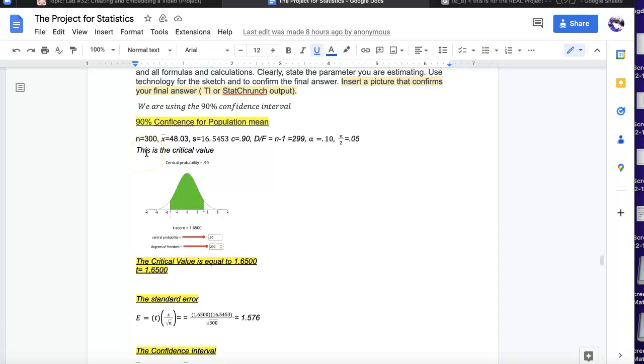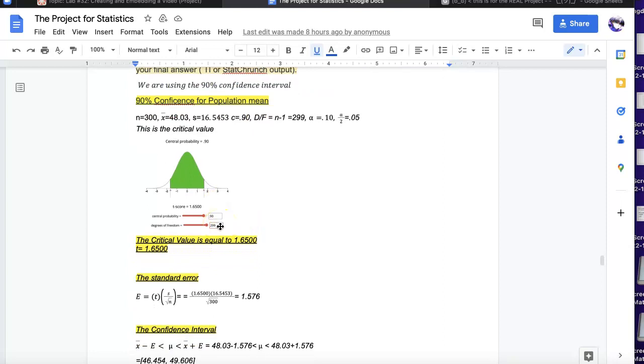We're stating our parameters, which n is equal to 300. Our mean, which we said before, is 48.03. Our sample standard deviation, 16.5453. Our confidence level, which is equal to 0.90. Our degrees of freedom we found by taking the n number of values and minusing it by 1, which is equal to 299. Our alpha is equal to 0.10, and alpha divided by 2 is equal to 0.05.